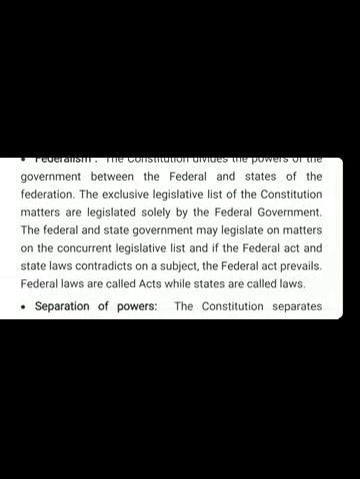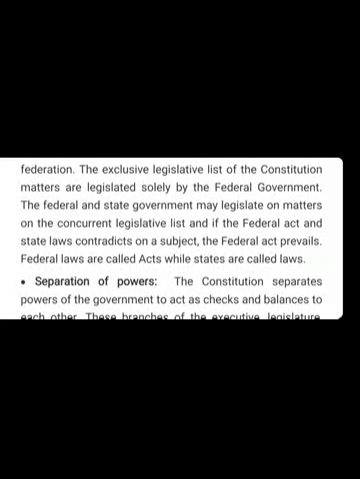And if a Federal Act and a state law contradict on a subject, the Federal Act prevails. Federal laws are also called acts, while state laws are called laws. Now there is one we will also add, which is the residual legislative list. This is solely for the state government. The federal government has nothing to do with the residual legislative list.